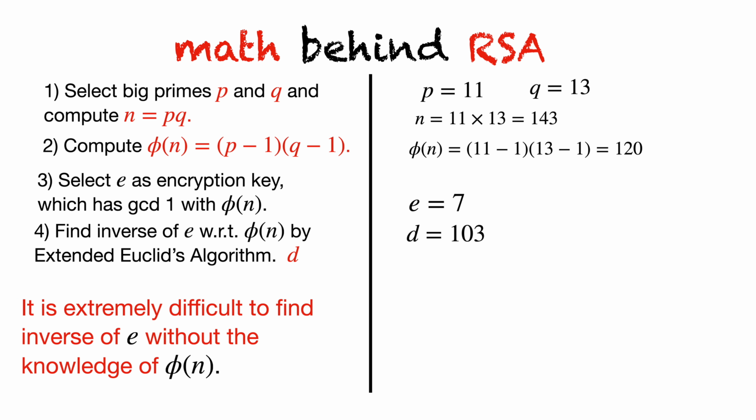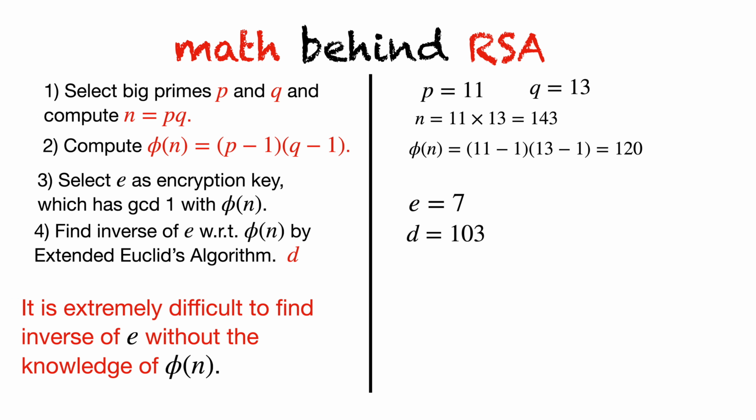Then we select e as the encryption key, which has GCD 1 with phi n. So here we see that e is equal to 7. So we are just picking a random number, e equal to 7. Then we find the inverse of e with respect to phi n by the extended Euclidean algorithm that we just learned. And that algorithm will give us the value d equal to 103.